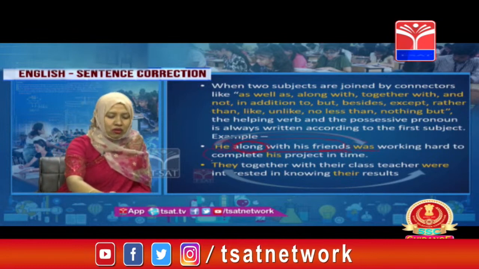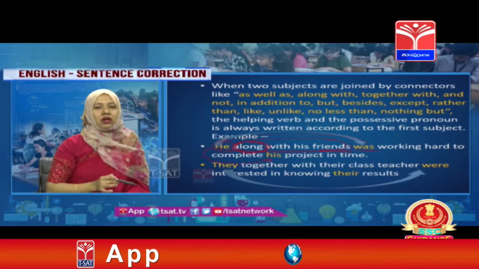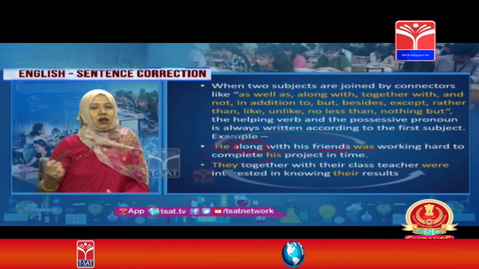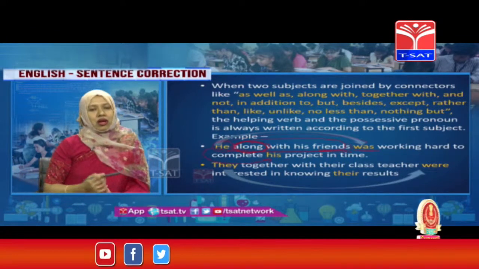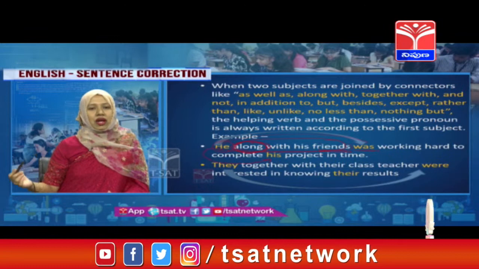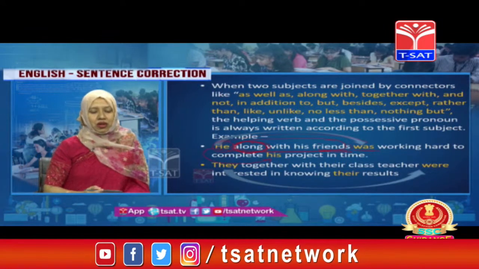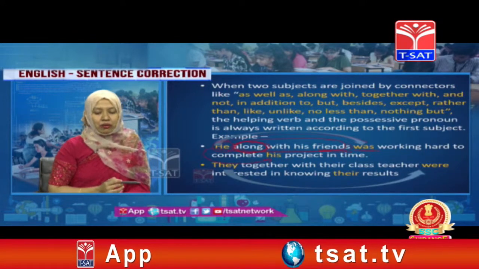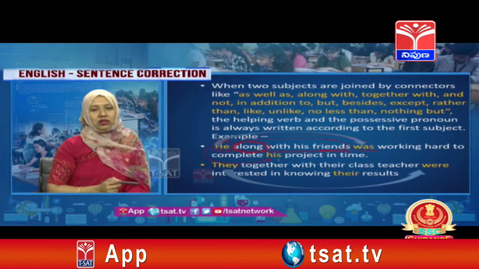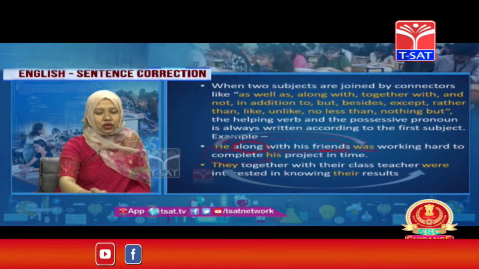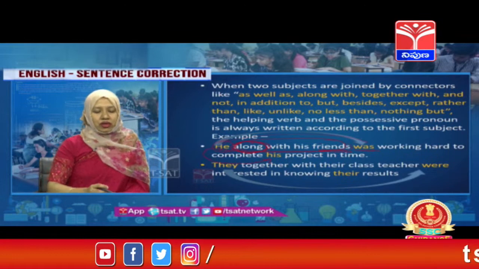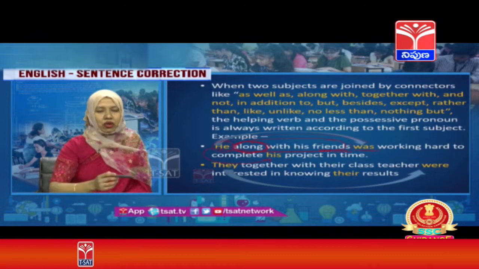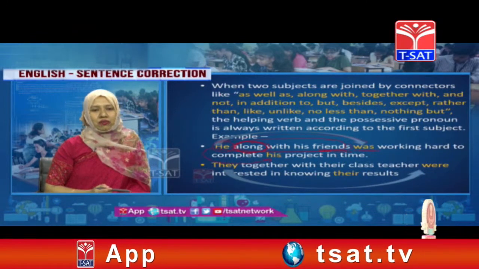Again we are talking about one person, so he should talk about the pronoun his. You should use the pronoun his project in time. He along with his friends was working hard to complete his project in time. So you are referring to one subject, one person, one singular helping verb, and here also the pronoun should be singular. All three should be in coordination with along with the connectors. He is singular, was is singular verb, and pronoun used in this sentence also should be singular.